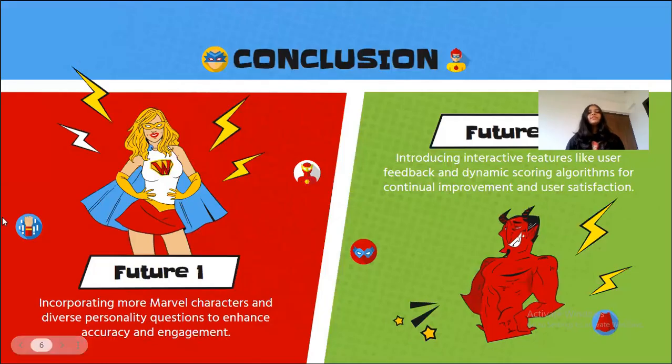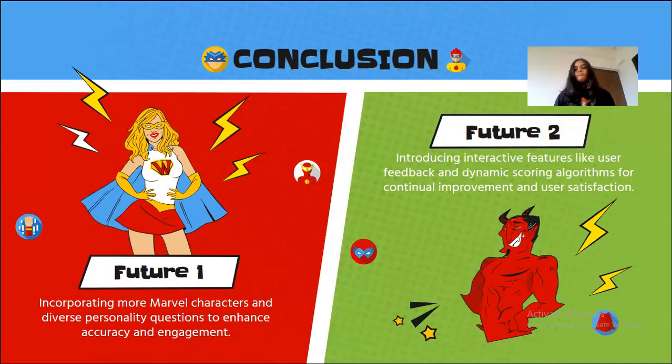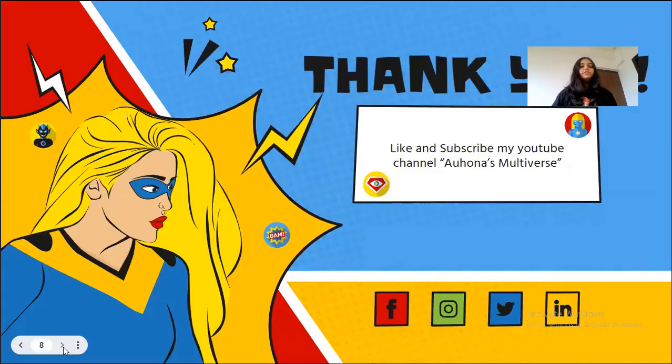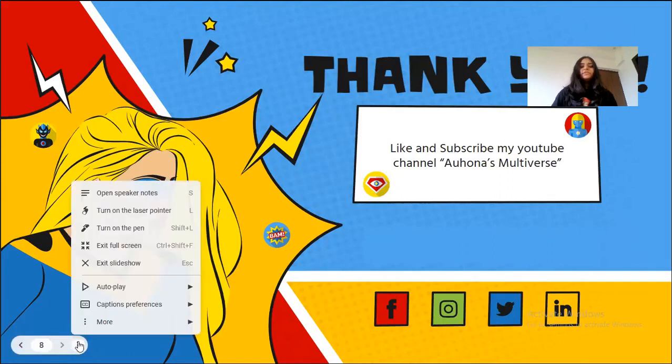So for the future, it can incorporate more Marvel characters and diverse personality questions to enhance the accuracy and engagement. Another thing that can be done is to introduce interactive features like user feedback and dynamic scoring algorithms for continual improvement and user satisfaction. We can also put some background music in this project to make it more interesting. Thank you for going through the presentation with me, and now I will show you the code.